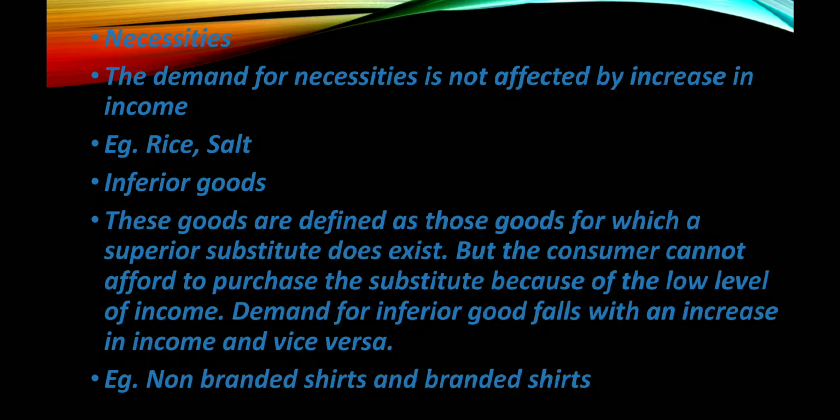Next one is inferior goods. These goods are defined as those goods for which a superior substitute does exist. All the inferior goods have a superior substitute, but the consumer cannot afford to purchase the substitute because of the low level of income. Demand for an inferior good falls with an increase in income and vice versa. For example, non-branded shirts and branded shirts. If the income of the consumer increases, the consumer shifts his consumption from non-branded to branded shirts.